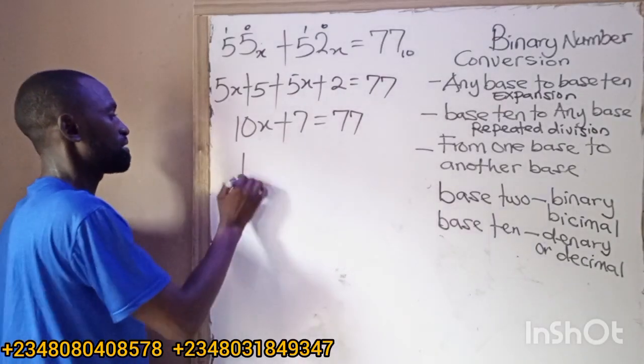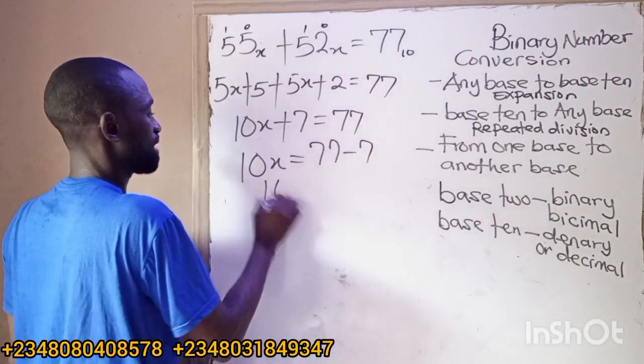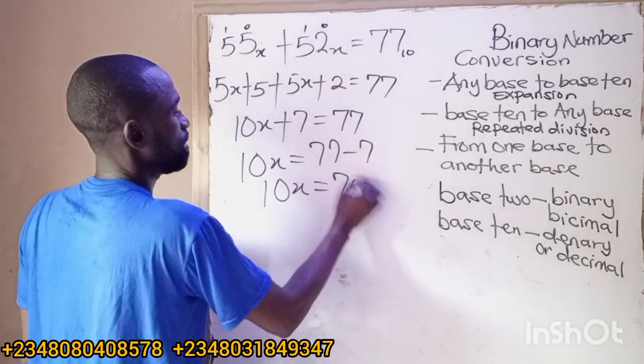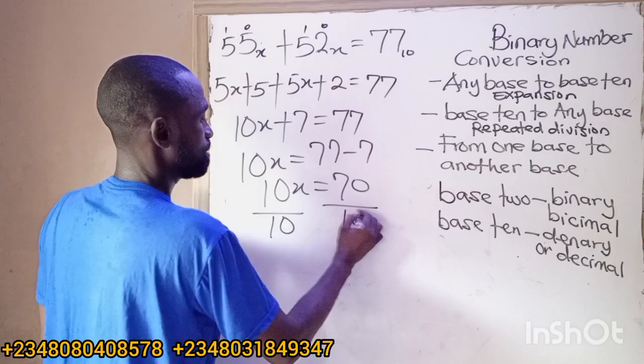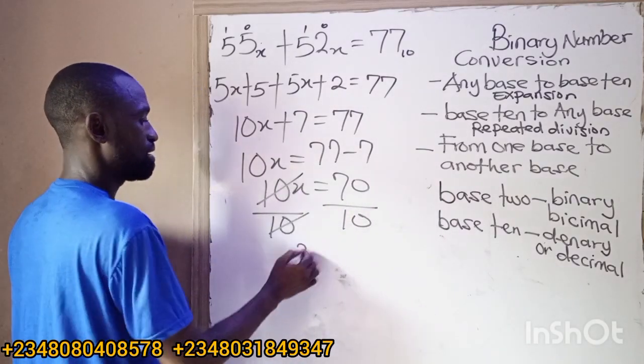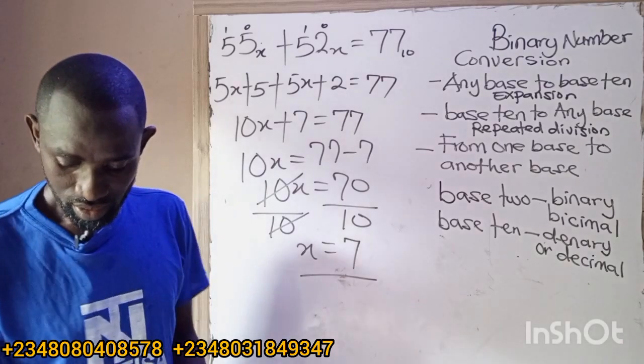The next thing, we'll collect like terms. So we're now having 10x is equal to 77 minus 7. 10x equals 70. We divide by 10 on both sides. So x will cancel out this. x will equal 7. So our answer to this question is 7.